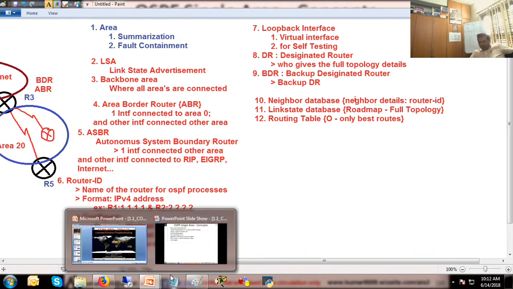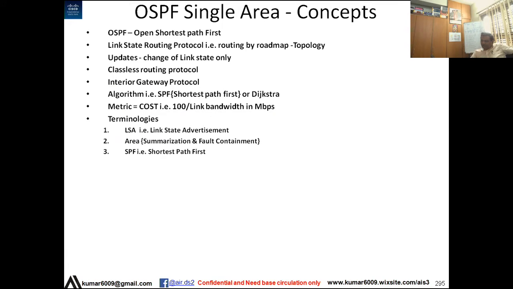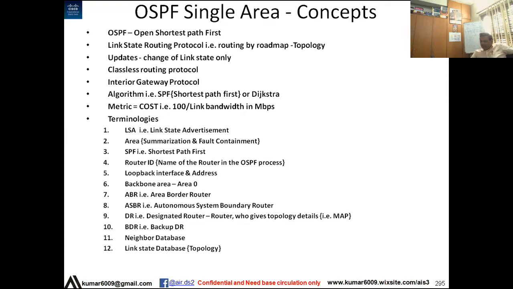Next we start the terminologies: LSA, area, SPF algorithm, router ID, loopback interface and address, backbone area, area border router, ASBR, designated router, BDR, neighbor database, link state database, routing table. Covered everything. Any doubt in this? No.